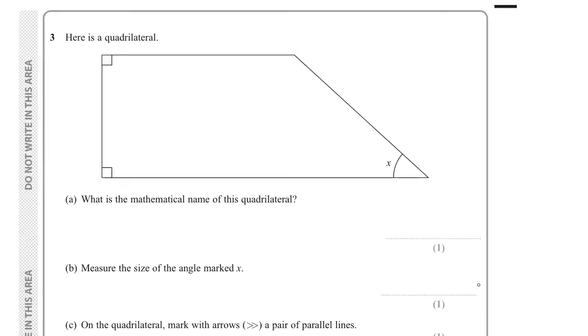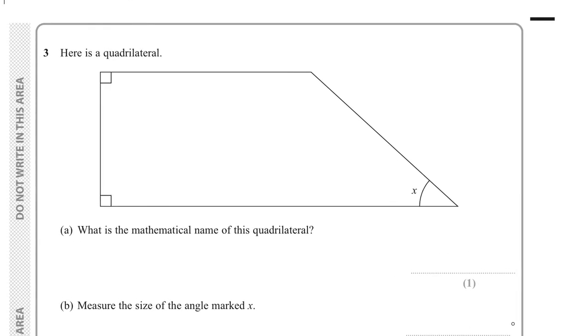Question 3. Here is a quadrilateral. The quadrilateral has how many sides? 4. That's why it's called quad. Okay. What is the mathematical name of this quadrilateral? A quadrilateral with exactly 1 pair of parallel sides is called a trapezium. So let's write that down. Trapezium. You should be able to spell this completely correctly because it's also in the formula sheet. In the formula sheet, it tells us the formula for area of a trapezium.